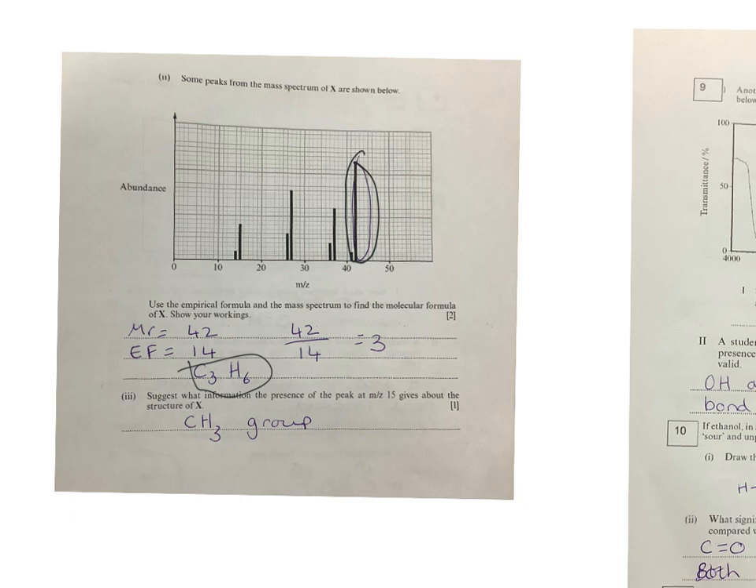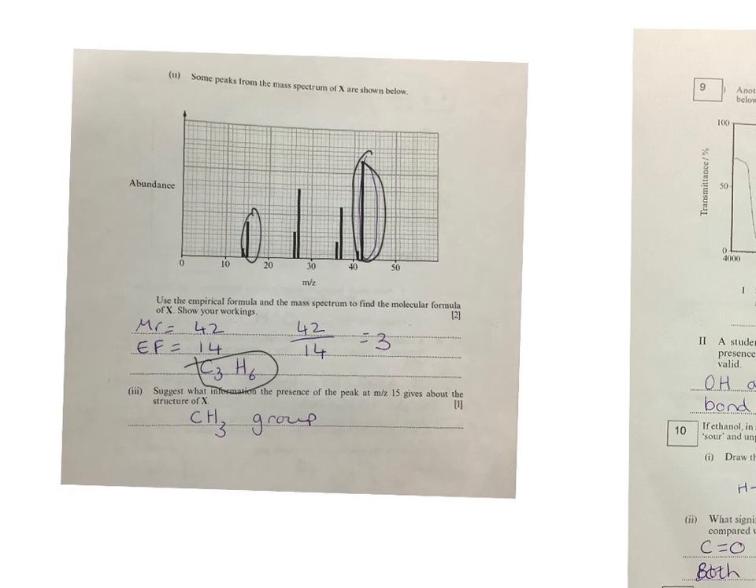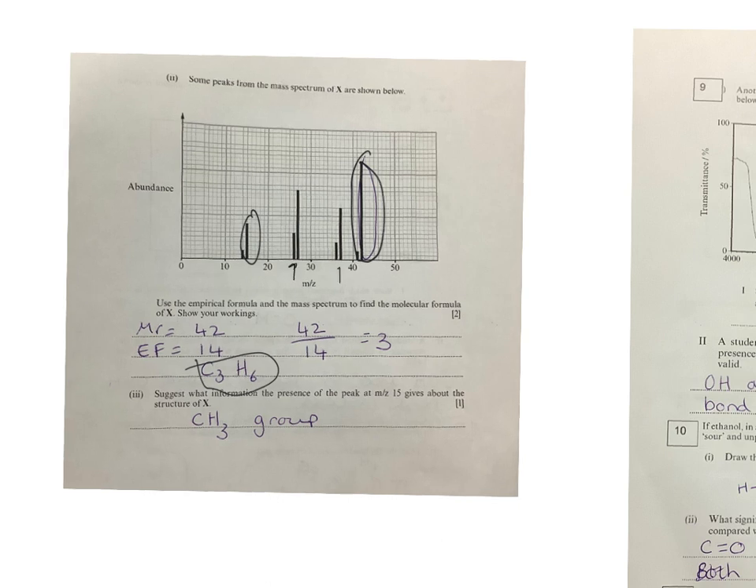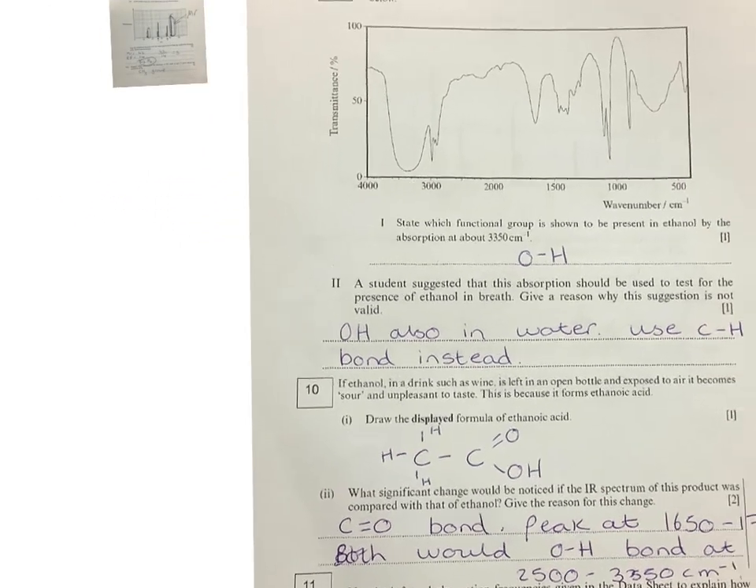Suggest what information is given by the presence of the m/z 15. So whenever you see an m/z 15, that should be representing a CH3 group. So with that, you can kind of work out the different masses of the different parts of the compound. The final value, this one at the end, is always the total Mr of the compound. So that can help you out. And then final question, I believe.